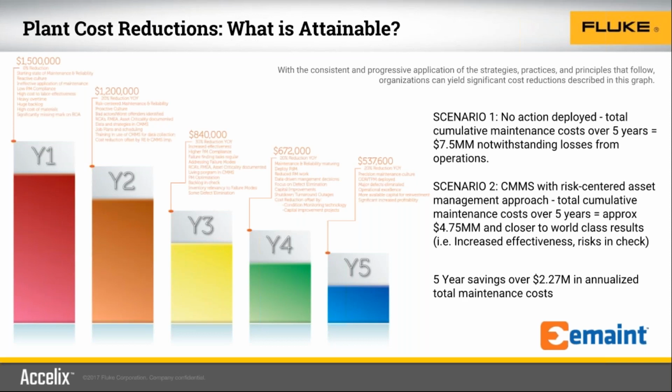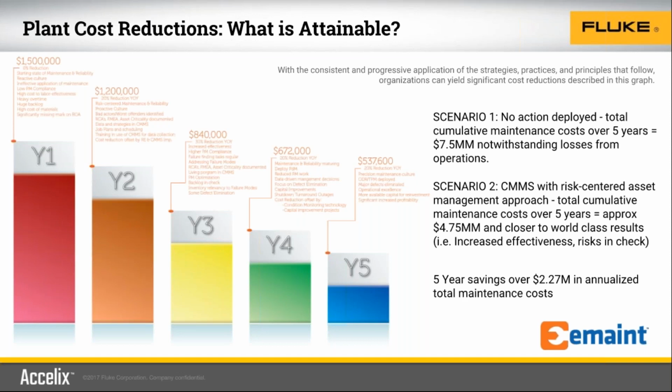Now, we can't expect to get there in 5 years, but you can see a drastic difference in terms of yearly costs or annualized costs. Now, if you accumulate that over 5 years and year 1 not doing anything for both organizations, you're looking at a difference of $2.27 million in this particular example. So with the progressive application of the strategies and practices and principles that follow in the next slides, organizations can yield significant cost reductions. So that's what this is all about.